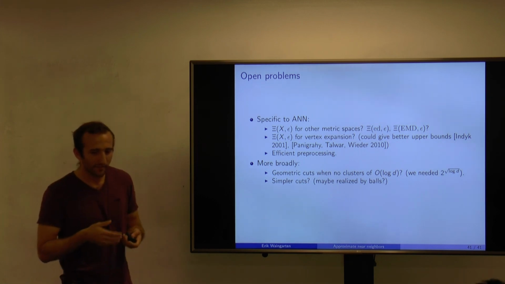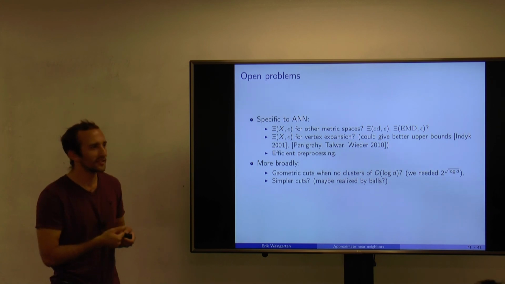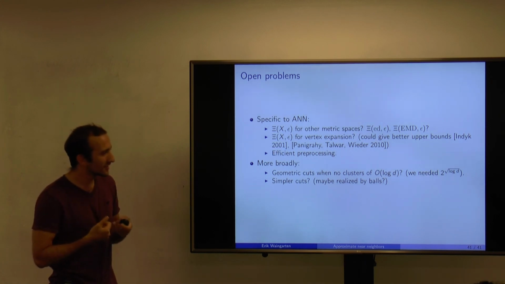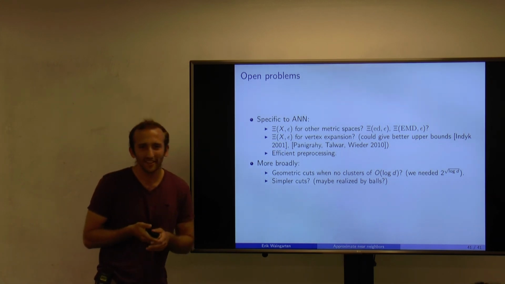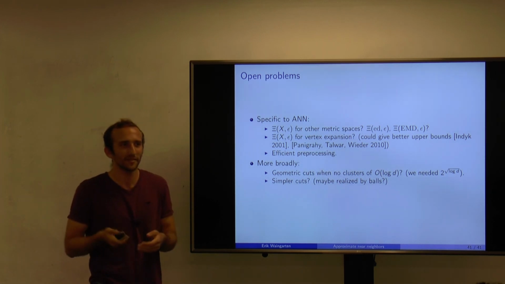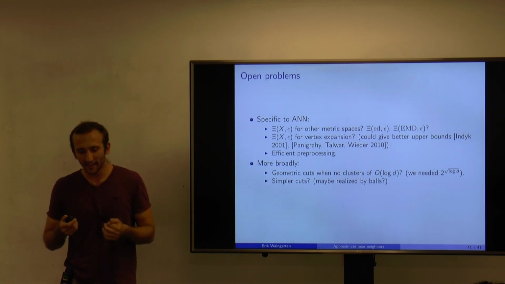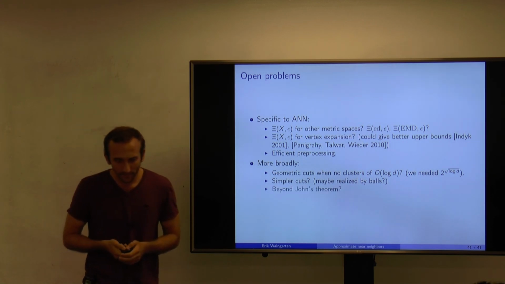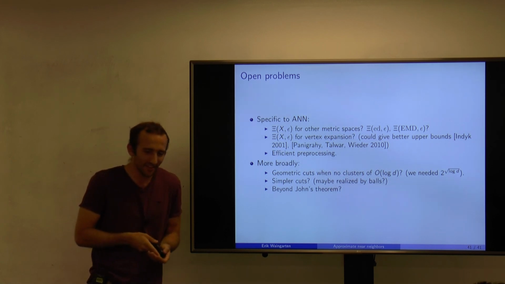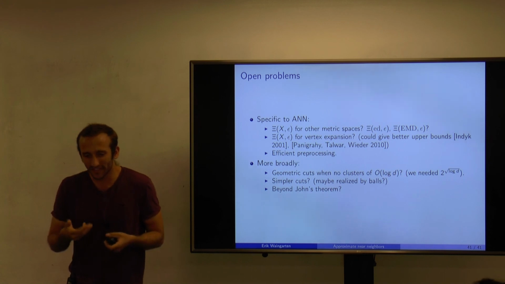I mean, our cuts are pretty complicated in the sense that you first need to apply this function, which is computing complex interpolation. It's very complicated. Maybe there just exist cuts that are realized by balls or some simpler geometric objects that could actually realize these cuts.